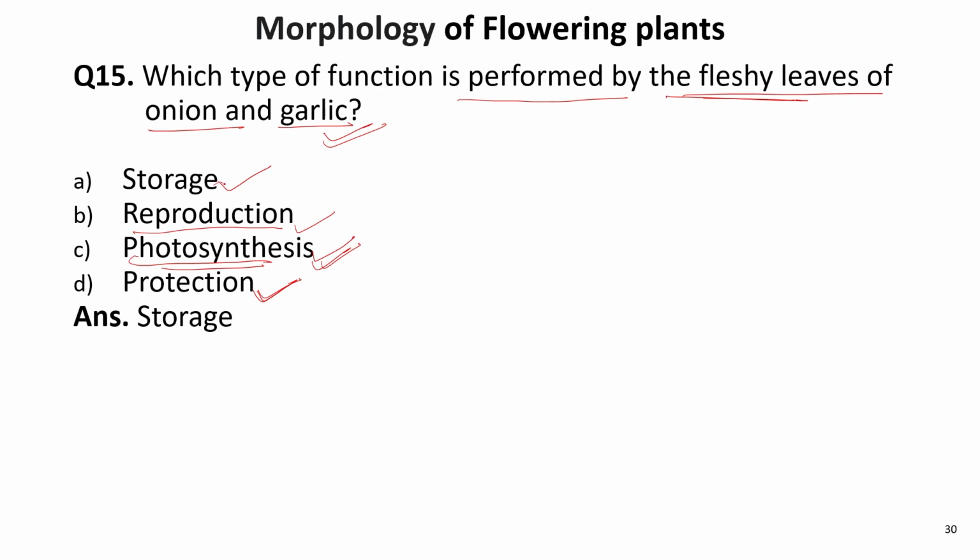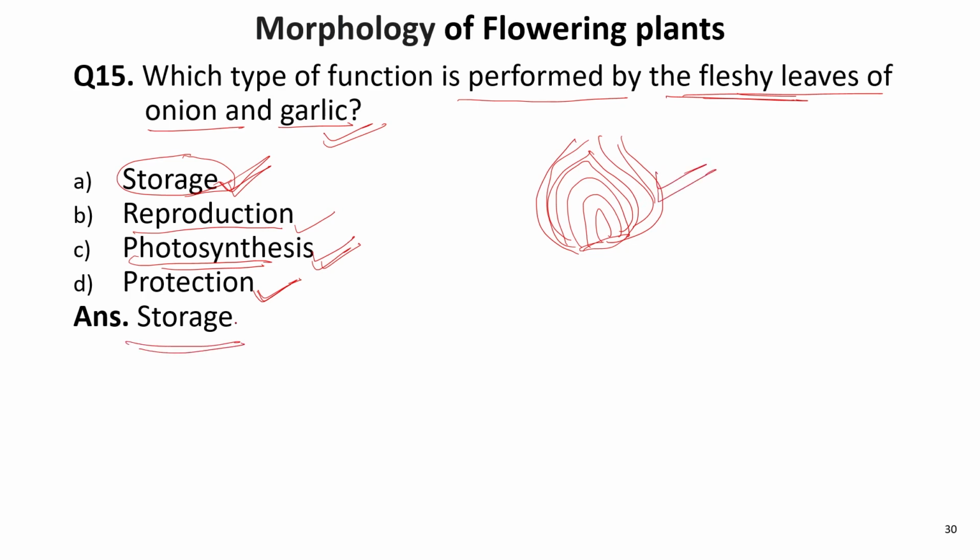But if we talk about storage, yes, these leaves store food. Okay, onion and garlic, if you see the structure of onion and garlic, they store food material, and that is why they are edible. We eat that particular part of the onion and garlic. Okay, so storage is the correct answer.